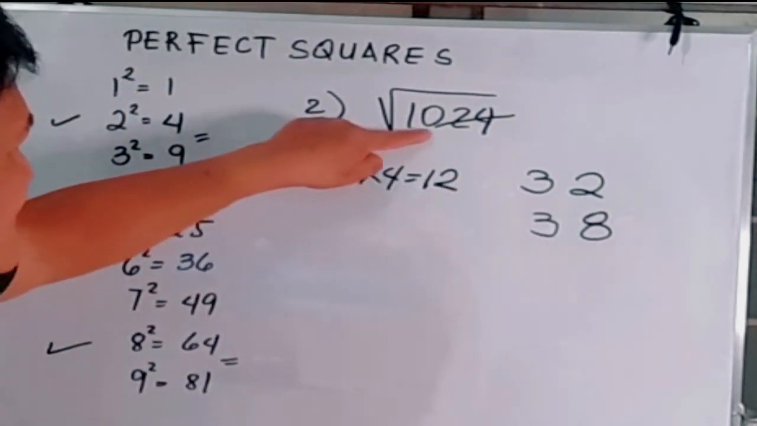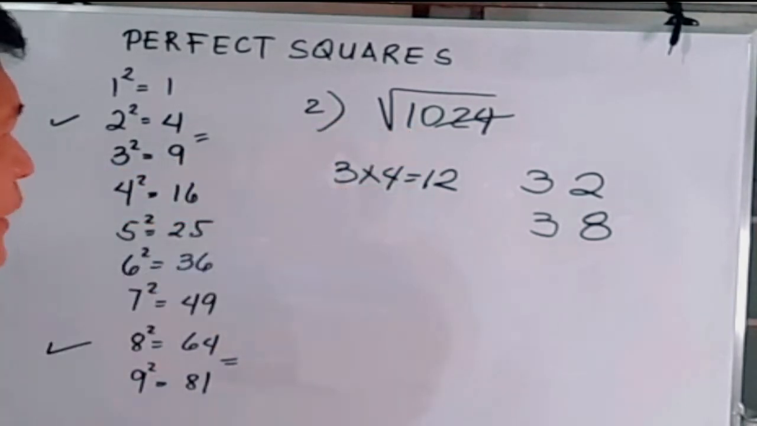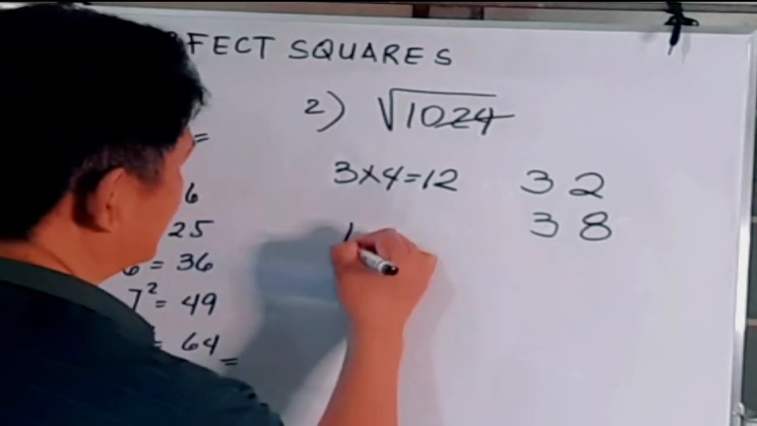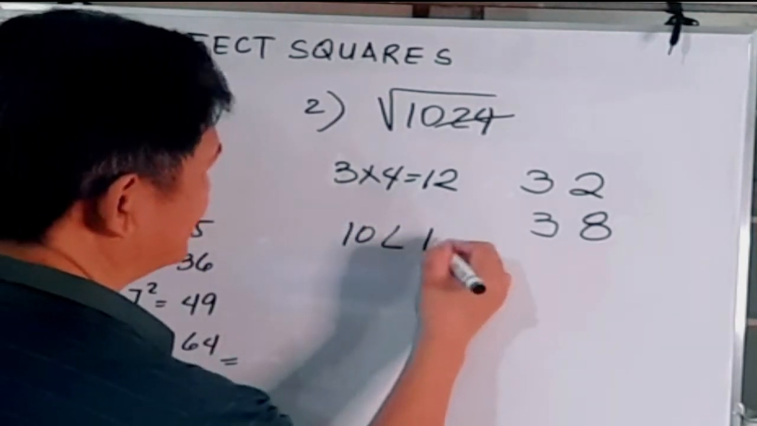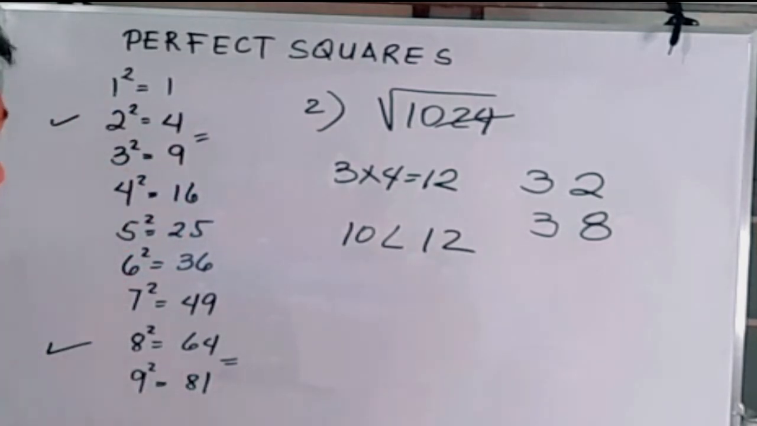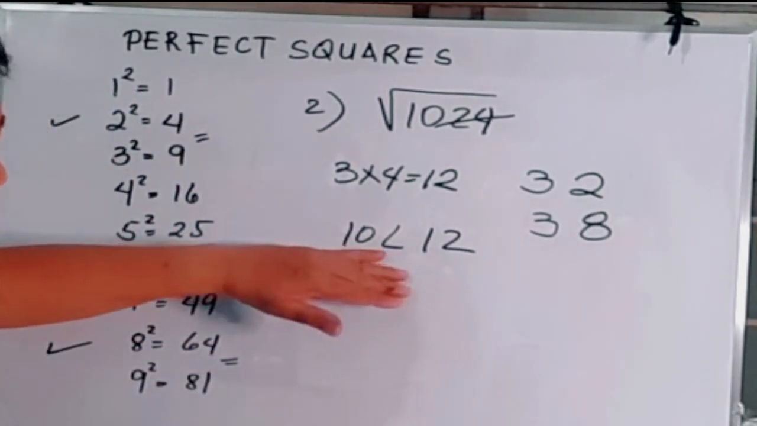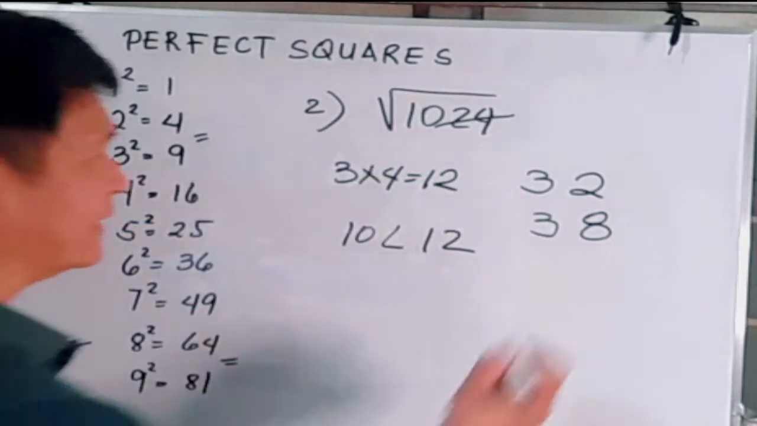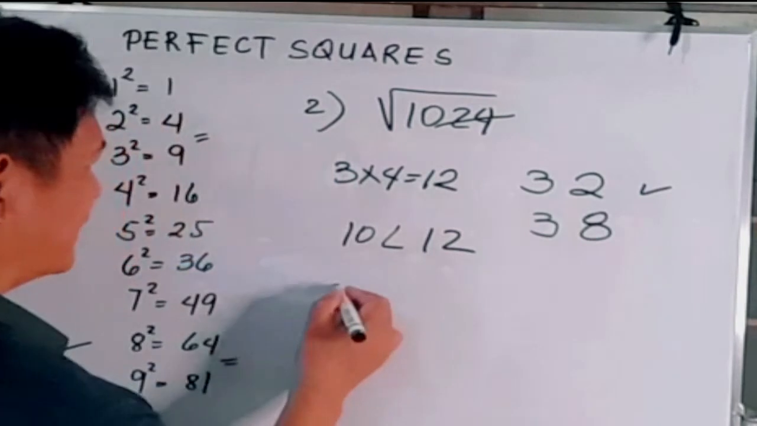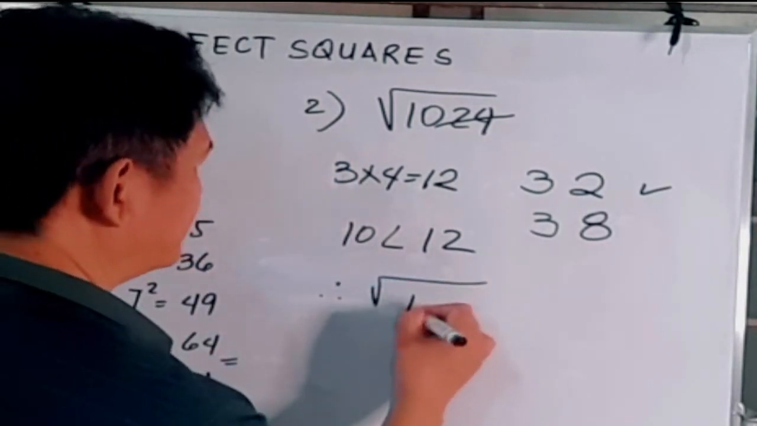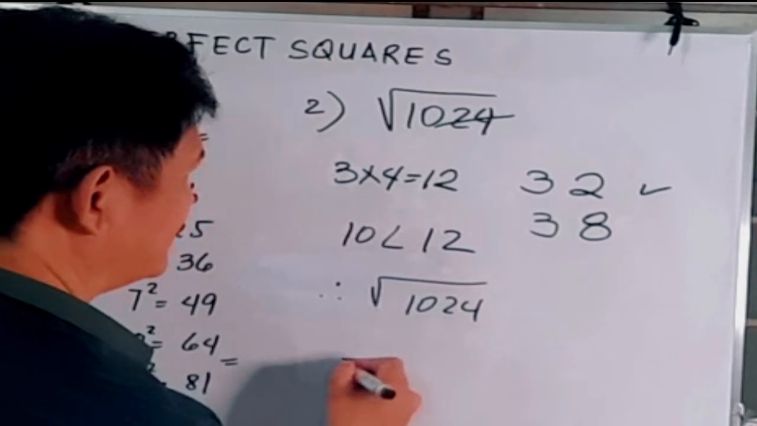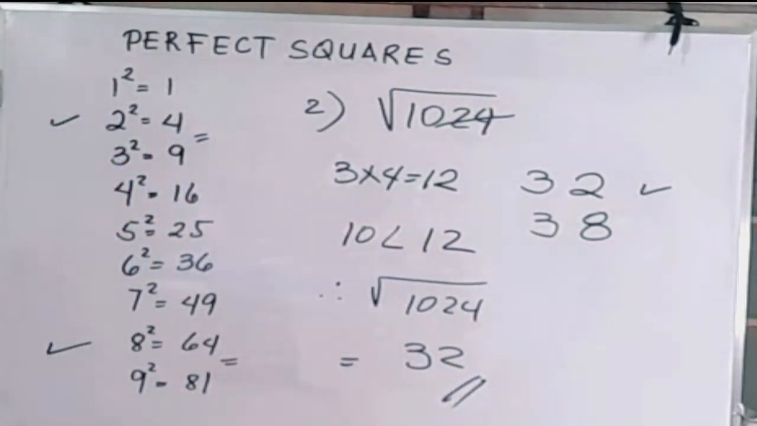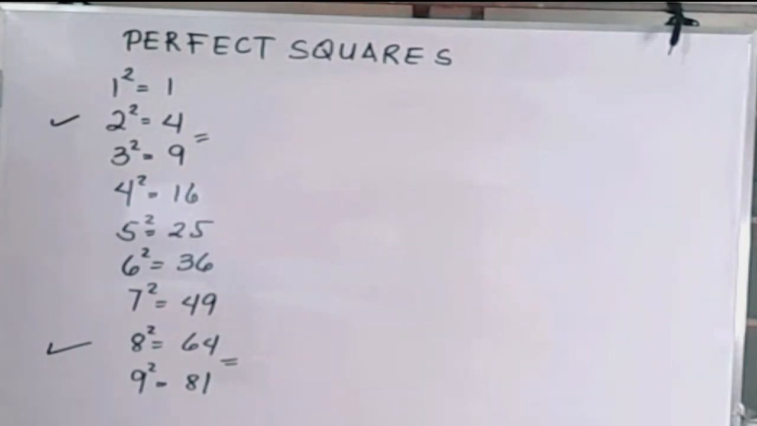And then let's consider 10 and 12. Which one is lesser? 10 is lesser than 12. Since 10 is less than 12, again we take the lesser value, that is 32. Therefore, the square root of 1024 is equal to 32. That is your answer. Everything is getting clearer now.